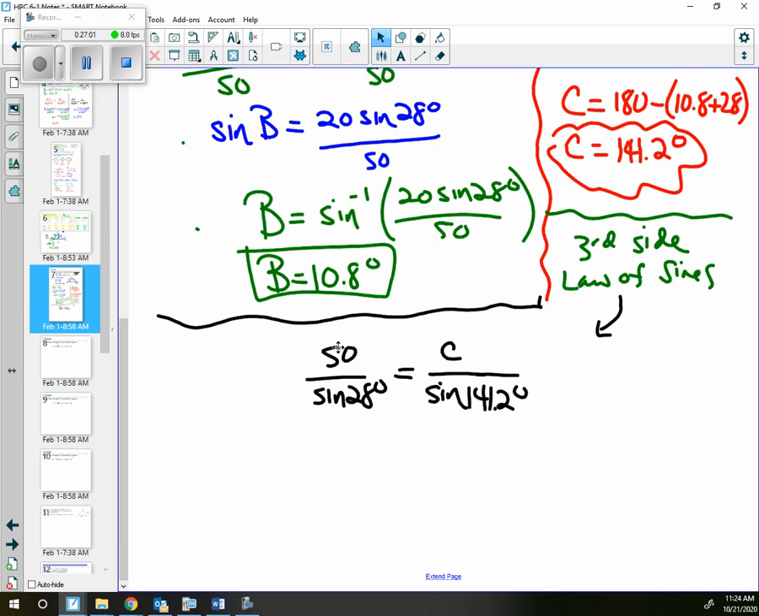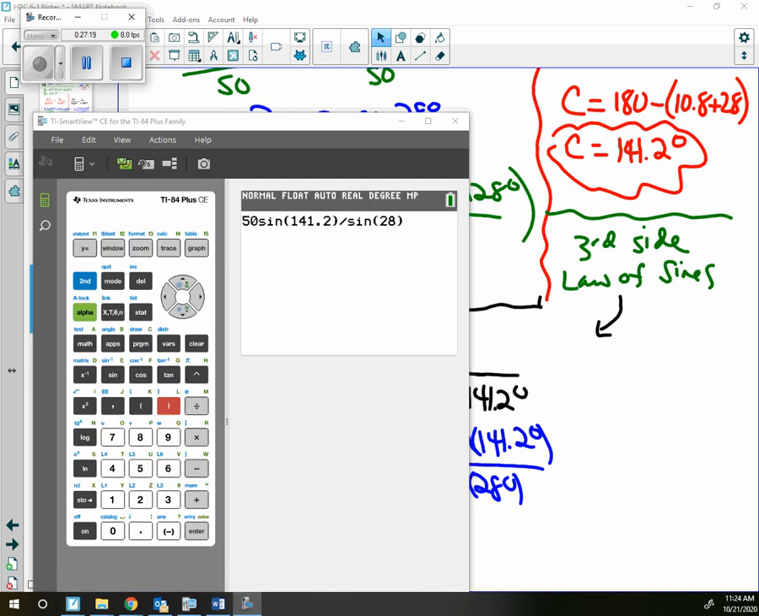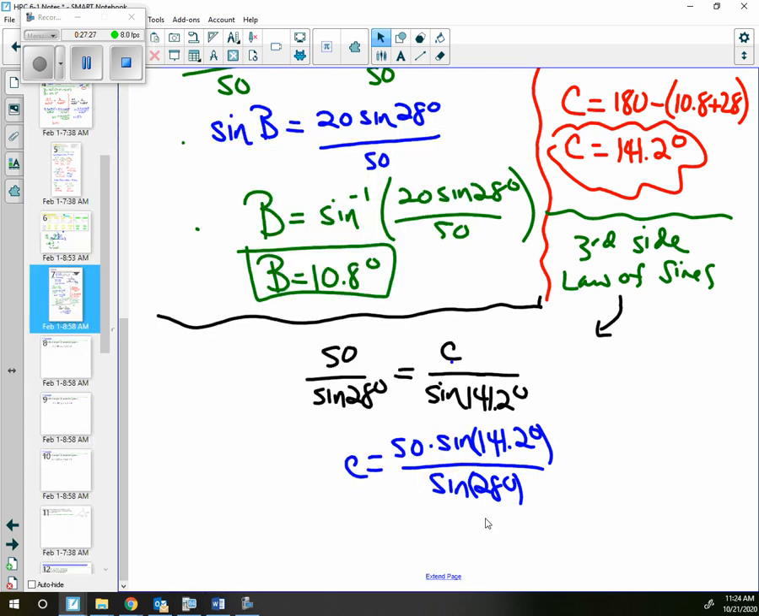Notice we're finding a side, so no need for an inverse here. It's just cross multiply and divide. So 50 times the sine of 141.2 degrees divided by the sine of 28 degrees. Don't forget to finish off those parentheses when you're typing that in. After the 28, we get 66.7 for our side C. So side C is about 66.7.